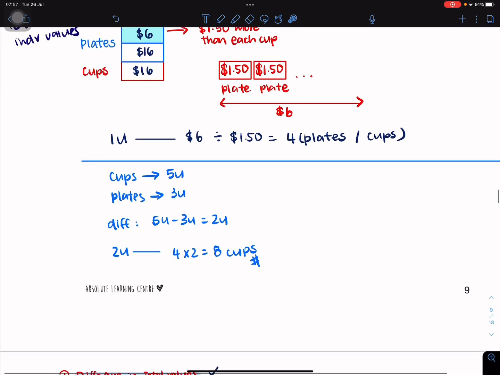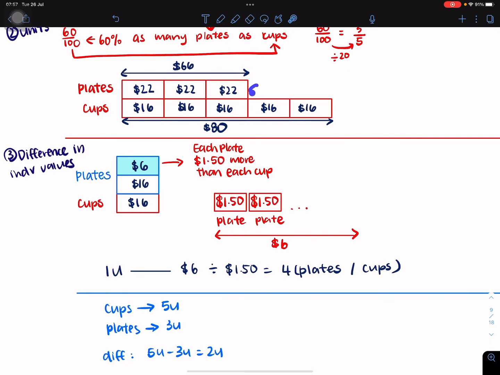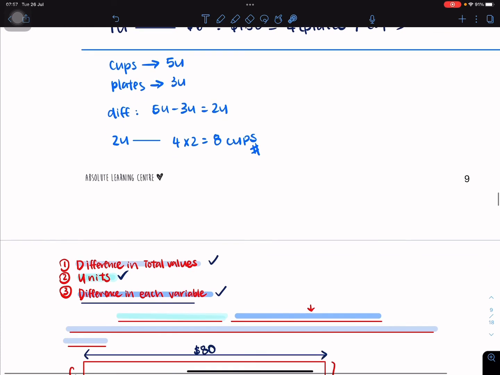Okay, the question then went on to ask us about how many more cups were bought. How many more cups were bought would be here, 2 units of cups. And 2 units of cups is 8.